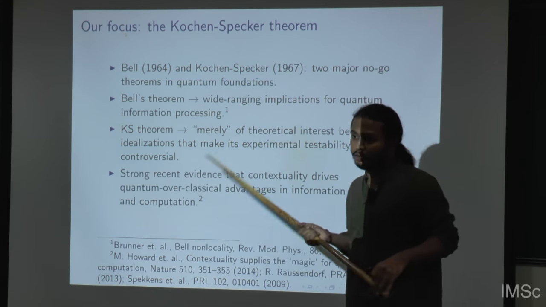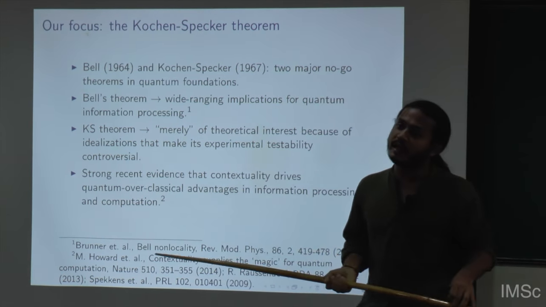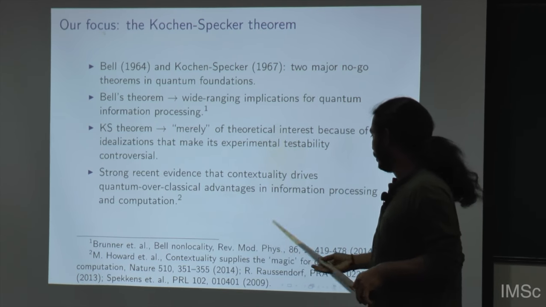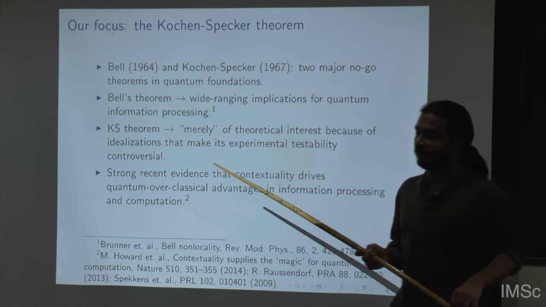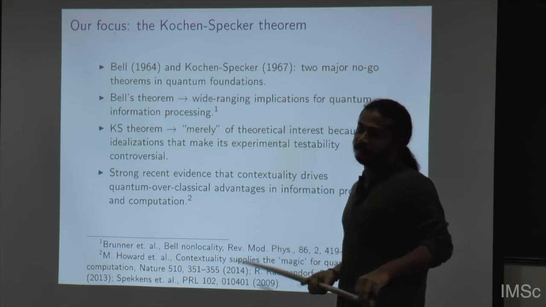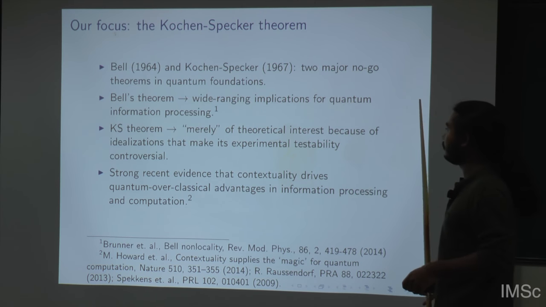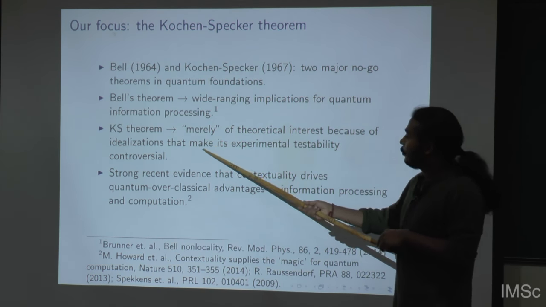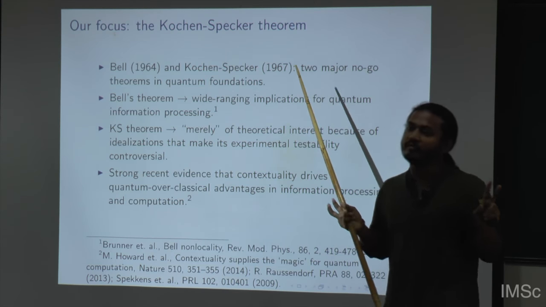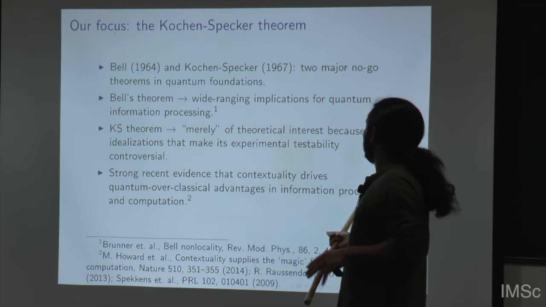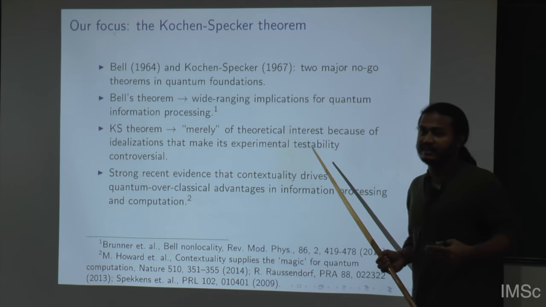Bell and Kochen-Specker are two major no-go theorems in quantum foundations. Bell's theorem is known to have wide-ranging implications for quantum information processing. This Reviews of Modern Physics article gives you a nice overview of the development of this field over the last 20 years or so. We are going to talk about the Kochen-Specker theorem. It's a theorem that's merely of theoretical interest because it makes certain idealizations that make it difficult to test experimentally.